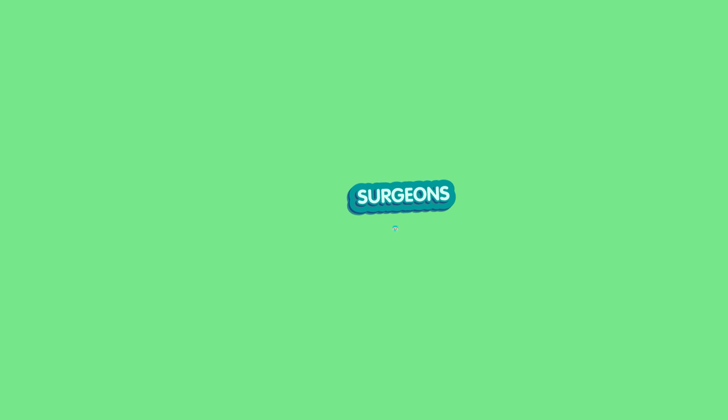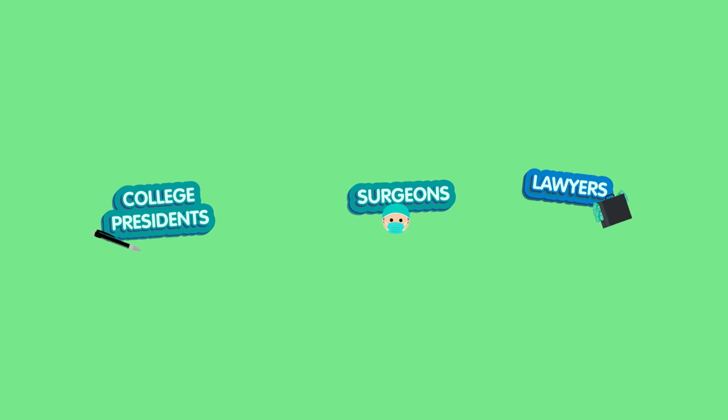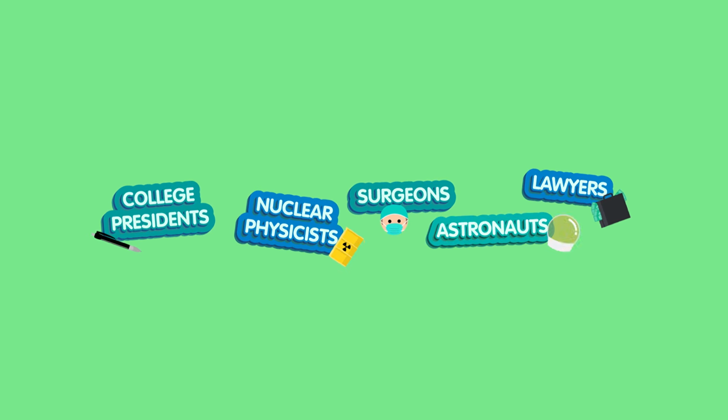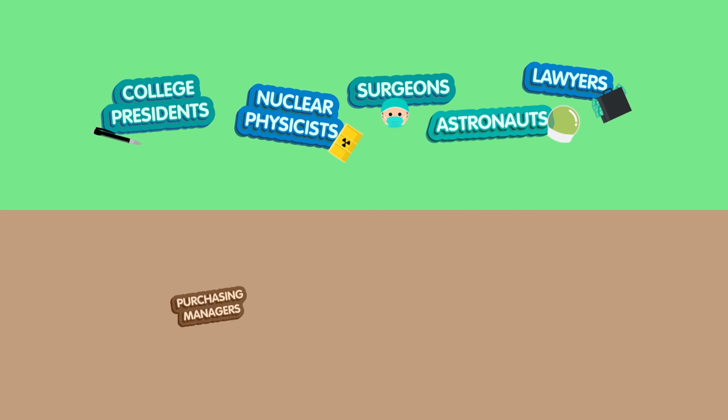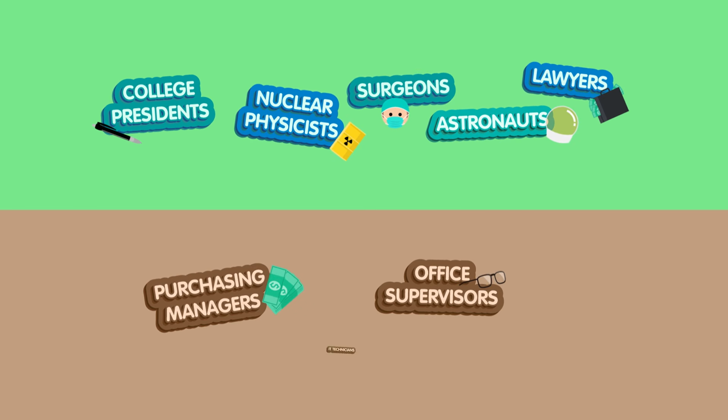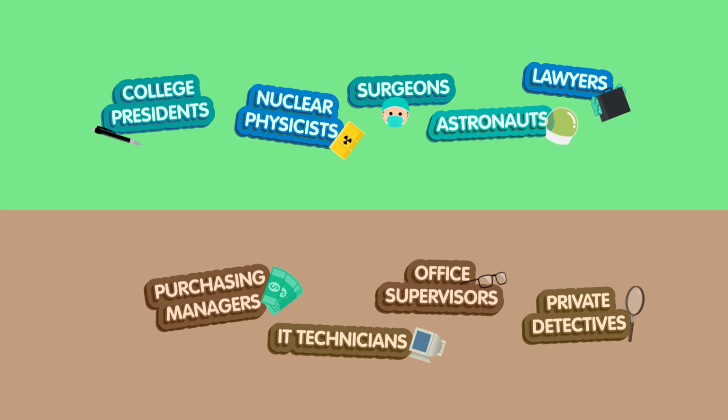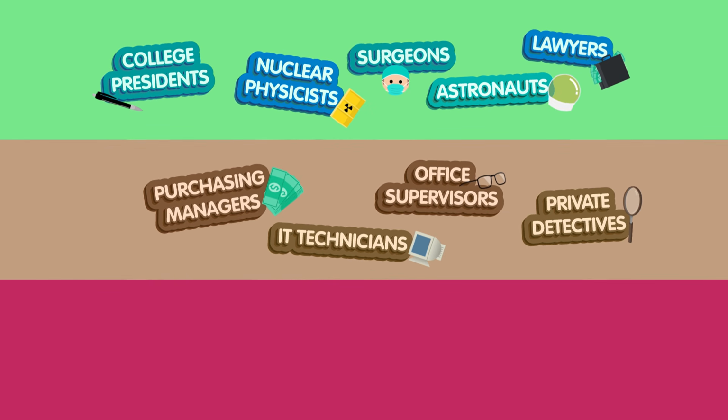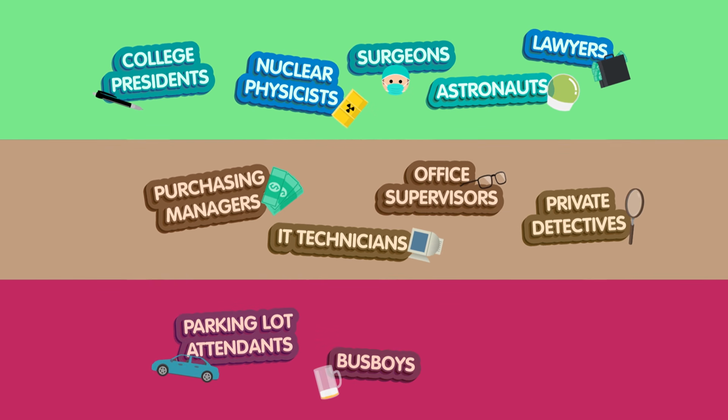Top of the list? Surgeons, college presidents, lawyers, nuclear physicists, astronauts. Smack dab in the middle are jobs like purchasing managers, office supervisors, IT technicians, private detectives. That's right, all you office managers out there, you are just as cool as Veronica Mars. And the bottom of the list are jobs like busboys, parking lot attendants, and telephone solicitors. You might notice there's some similarities in the types of jobs in each category.